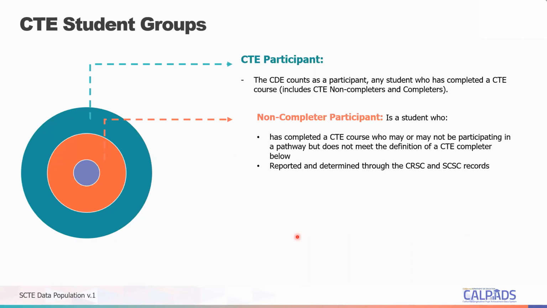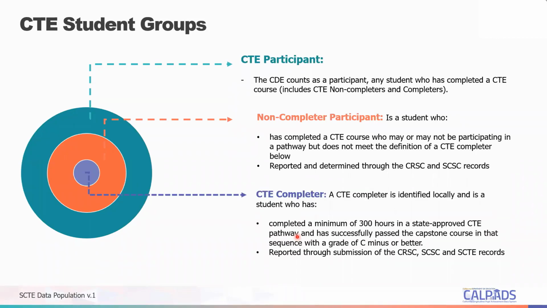Also, these are students who merely take CTE courses as an elective or students enrolled in a CTE pathway but are taking CTE courses flagged as intro or concentrator courses. CALPADS determines these students based on the CRSC and SCSC records reported for end of year. Second category is the CTE Completer group. These are students who were locally identified to have completed a minimum of 300 hours in a state-approved CTE pathway and have successfully passed the capstone course in that sequence with a grade of C- or better.